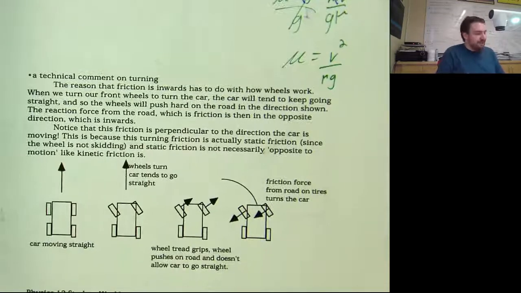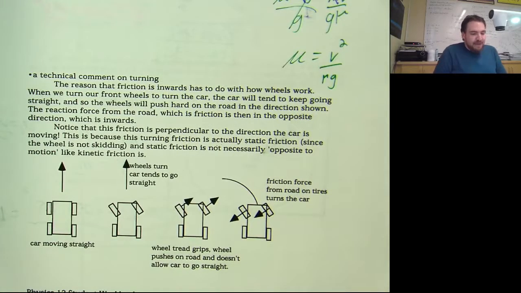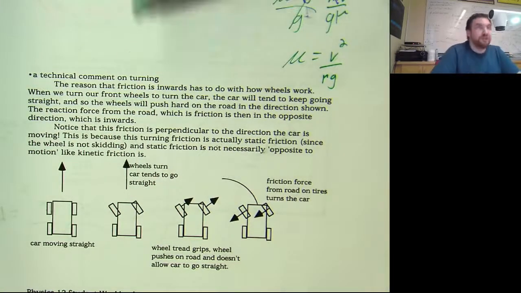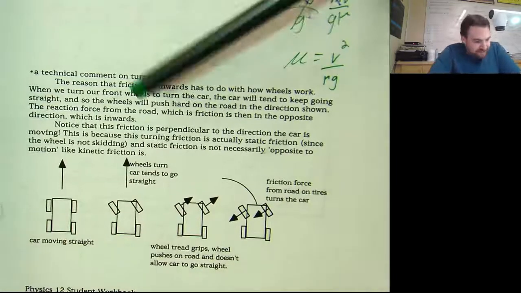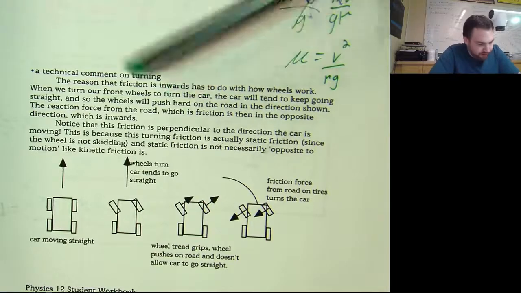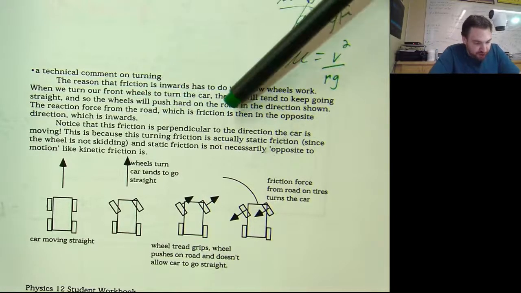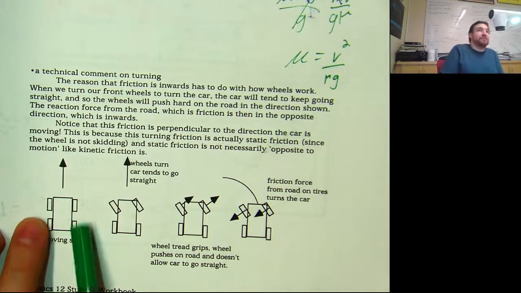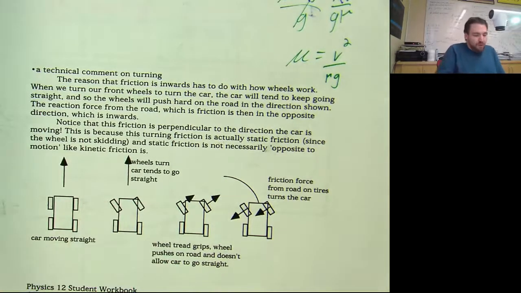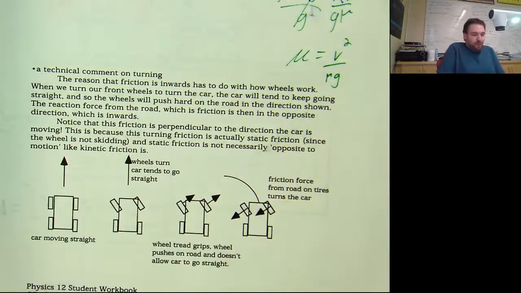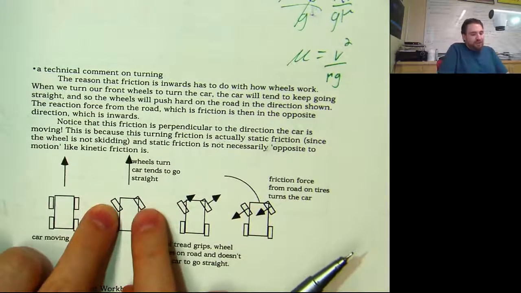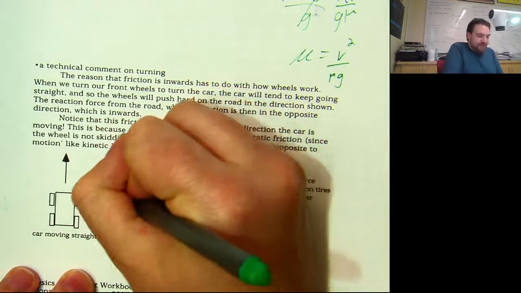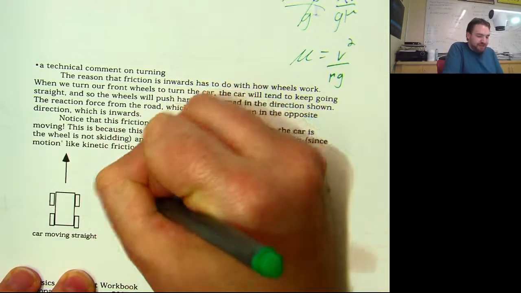Okay, now, there's a technical comment here, and I think this is the last little bit. This comes back to what you were saying before. The reason that friction is inwards has to do with how wheels actually work. When you turn your front wheels, the car wants to keep going straight, and so the wheels push hard on the road in the direction shown. So you're driving straight, you turn the wheels. The wheels are pushing back on the road at an angle like that, so the road ends up pushing back on them like that. Newton's third law, every action has an equal and opposite reaction.